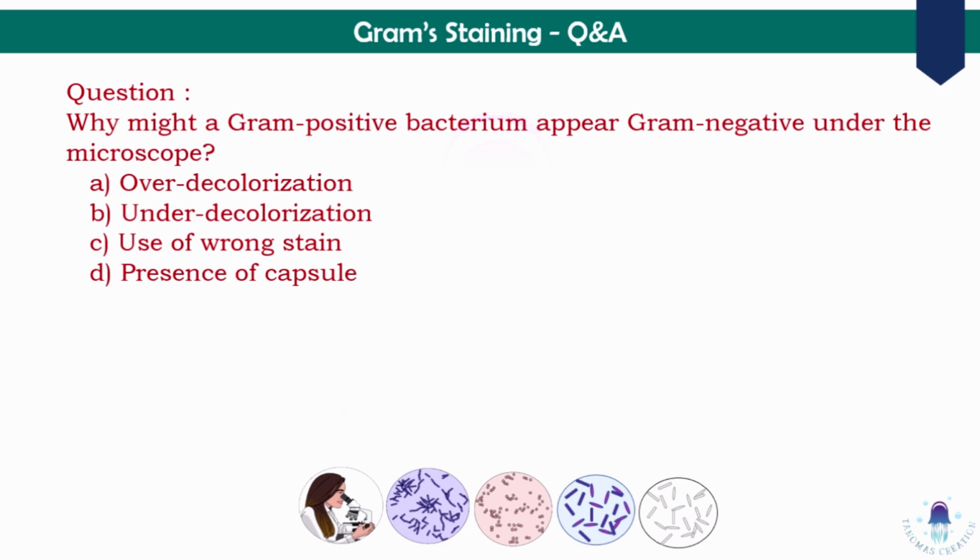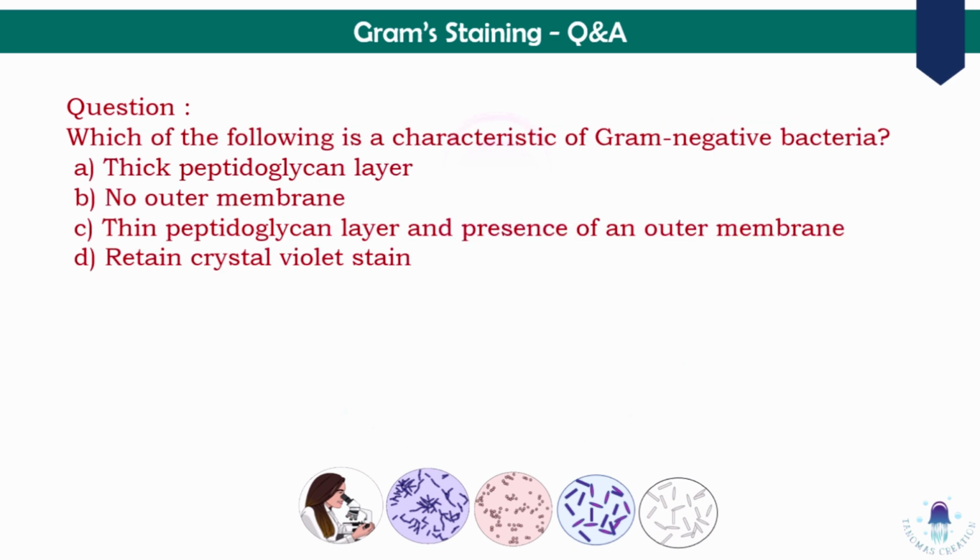Question: Why might a gram-positive bacterium appear gram-negative under the microscope? Option: A. Over-decolorization, B. Under-decolorization, C. Use of wrong stain, D. Presence of capsule. Answer: A. Over-decolorization.